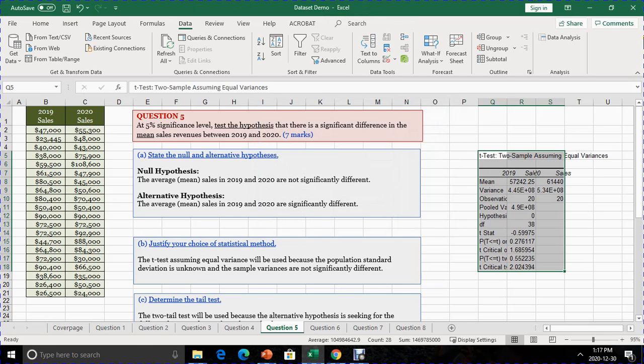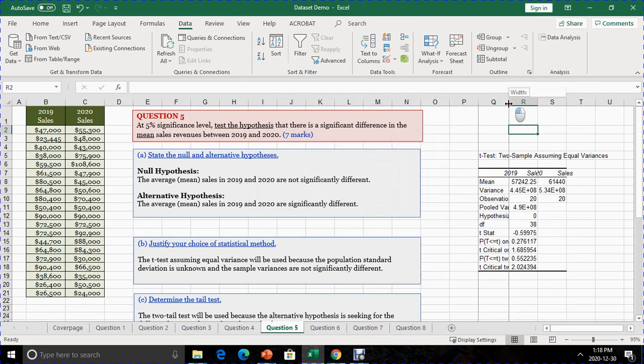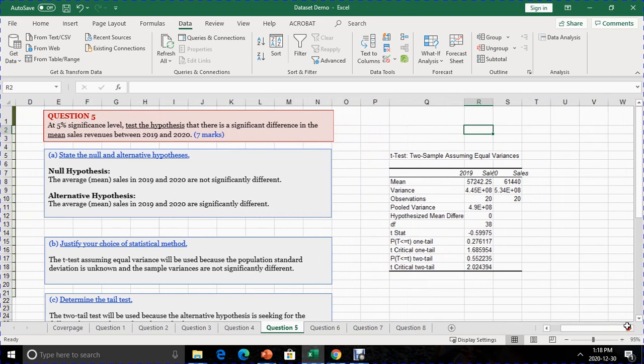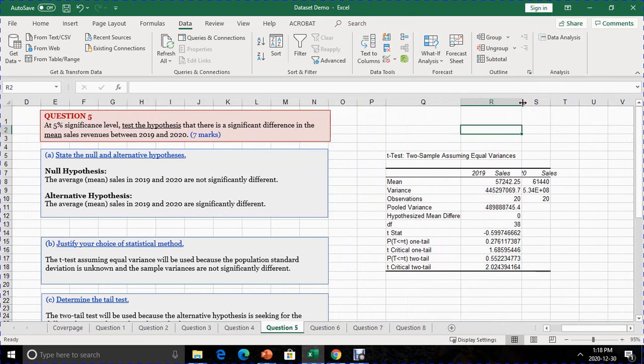And we click OK, and we have our results. Now we're just going to expand this a little bit because Excel squeezes, it all looks squeezed, so we just have to spread it out, hold the cursor and drag it, and then it expands on that cell. Now we have 2019 sales and 2020 sales, right?